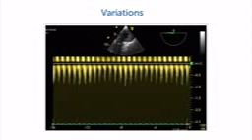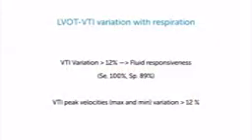To calculate such a parameter, we have two possibilities. The first one is to make a contour of the tallest and of the smallest curve on our image. And the second one, if you don't have a lot of time or you are a little bit lazy, you have only to mark a point on the tallest and smallest peak velocity. A VTI variation of more than 12% indicates fluid responsiveness with a sensitivity of 100% and a specificity of 89%. And the same is true for the peak velocity.